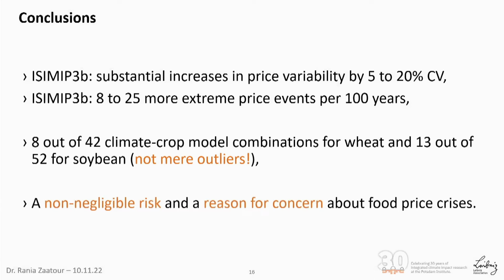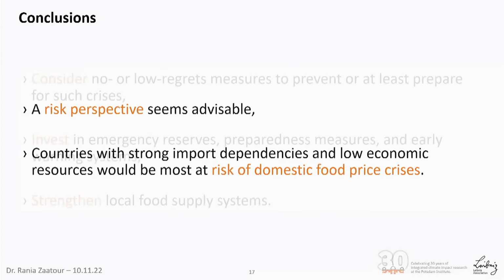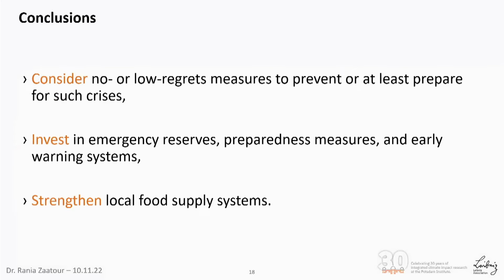However, this should be considered as a non-negligible risk and a reason for concern about food price crisis. In fact, in face of large uncertainty, a risk perspective seems advisable, as countries with strong import dependencies and low economic resources, such as countries located in Africa, West Asia, or Central America, would be most at risk of domestic food price crisis. So what would be advisable?